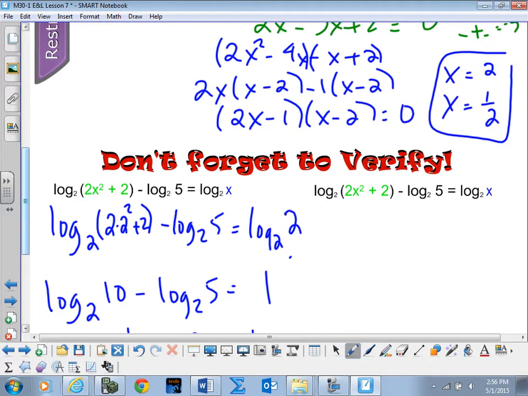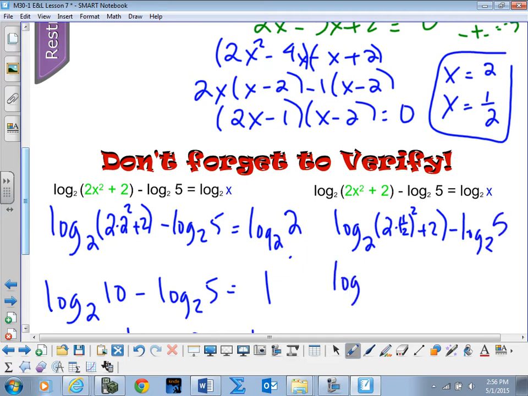If we put in 1/2, we have log base 2. All right, let's see if this is going to work. Log base 2, and this is going to be 1/2 squared is 1/4. 1/4 times 2 is 1/2. 1/2 plus 2 is 2.5, or 5 over 2.